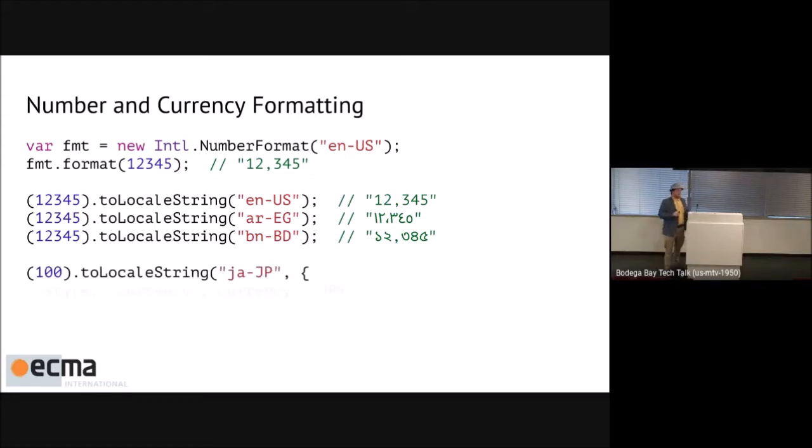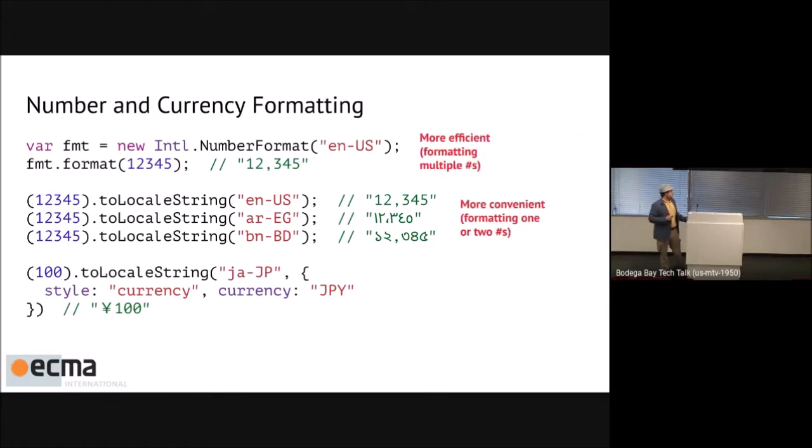I'll also give another example for how to do currency formatting. In this case, let's say that you were in ja-JP, Japanese Japan. You can pass additional options into your function to say, give me the currency, and give me the currency in JPY, Japanese yen, and then this is what it will give you.